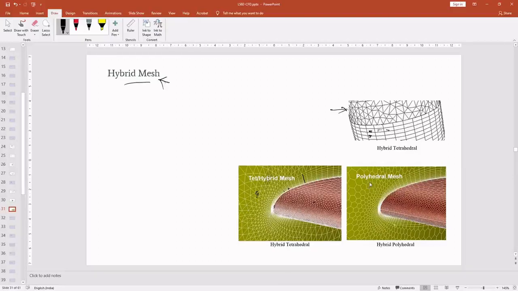Similarly, here the polyhedral mesh is given for the fluid domain as well as the wing domain, but the interfacial region is meshed with a structured mesh. Such kinds of combinations are called hybrid meshing. Any doubts?